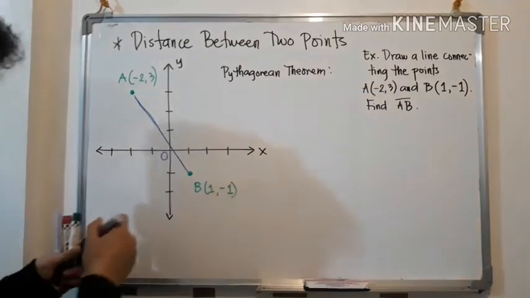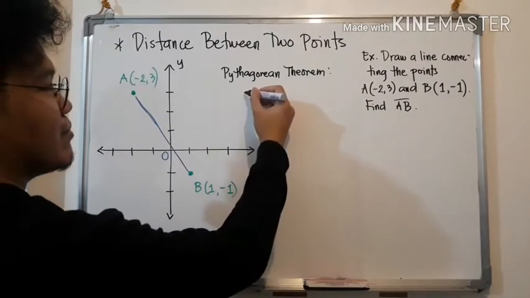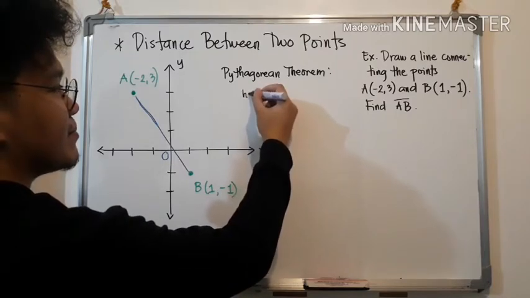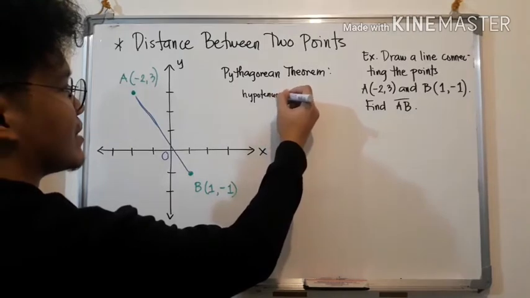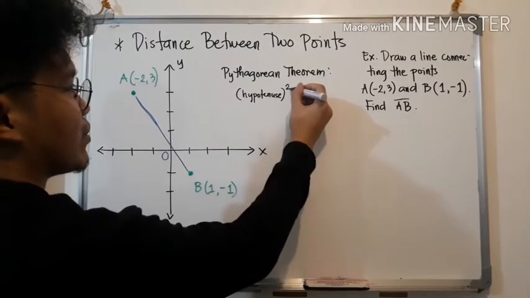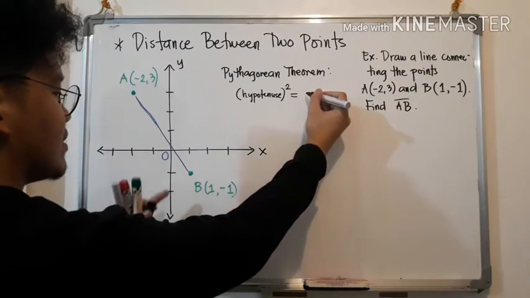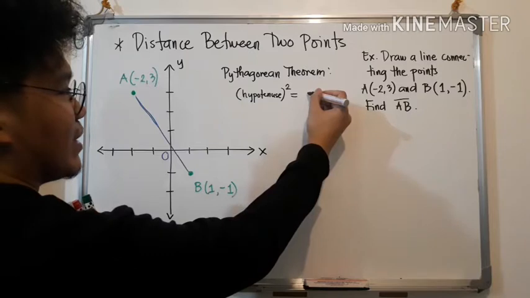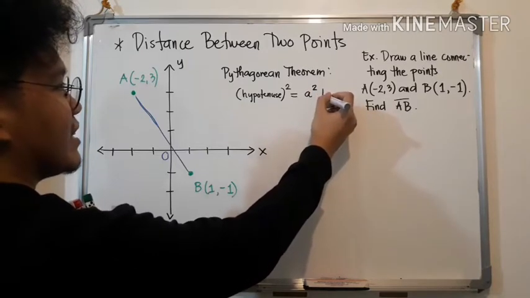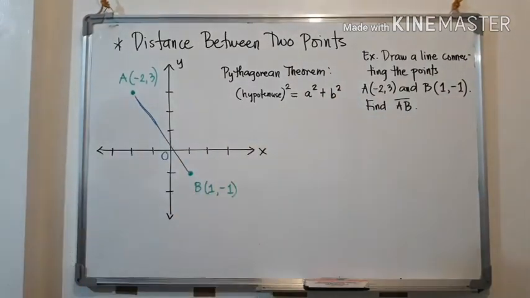The Pythagorean Theorem states that for any right triangle, take note of the condition, for any right triangle, the square of the measure of its hypotenuse, the longest side of the triangle, is equal to the sum of the squares of the other legs. So say one leg is a squared and the other leg is b squared. So this is the Pythagorean theorem.